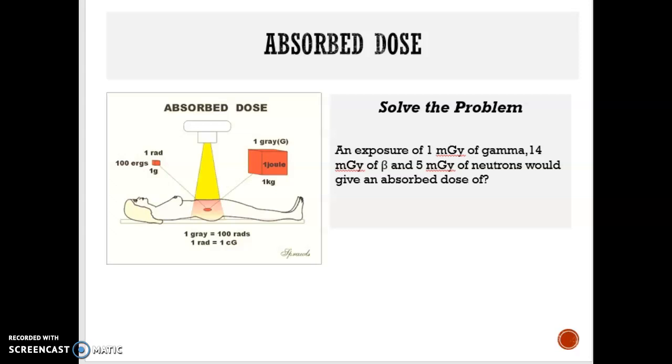So here you have a problem to solve. You have an exposure to a patient. This patient received 1 milligray of gamma. She received 14 milligrays of beta and 5 milligray of neutron particles. What is her absorbed dose? So simply, the only way to solve this problem is to add all of them up, and that will give you the milligray of absorbed dose.